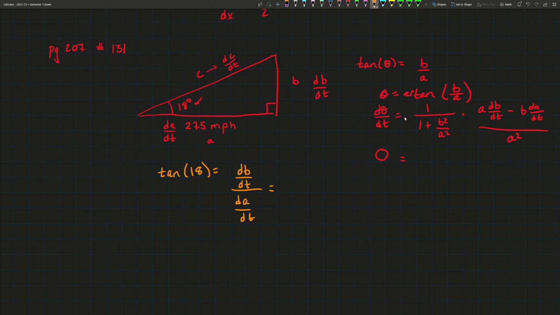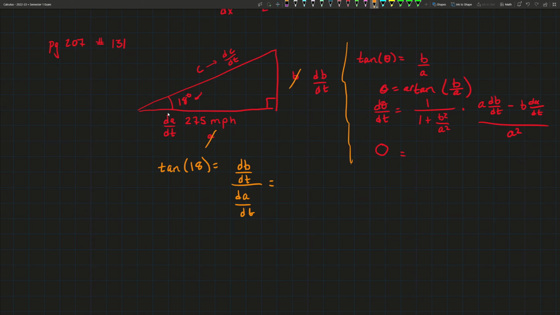My initial guess was this stuff, but we don't have an A and we don't have a B, so those don't matter. We need a dA/dt, a dB/dt, and something with 18 degrees. So, okay, I'm going to draw this again.